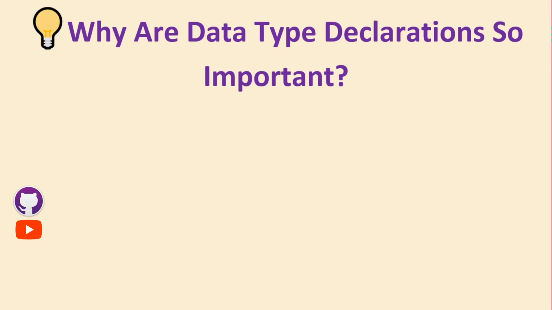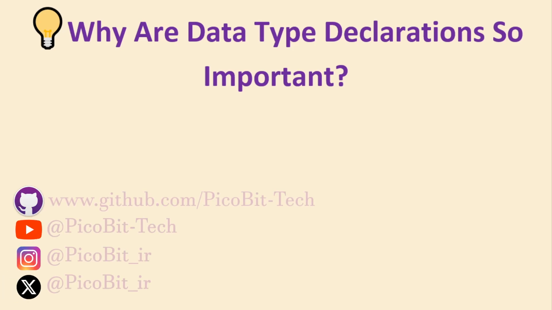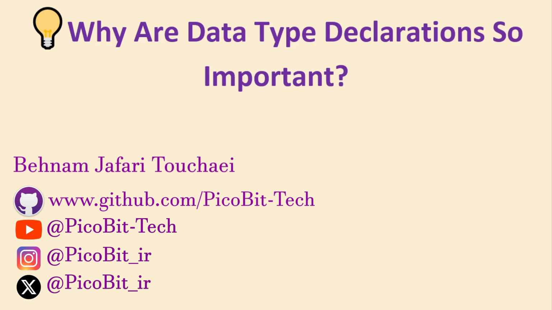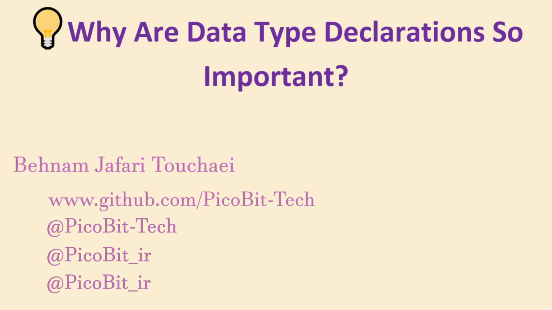Why are data type declarations so important? What do you think would happen if we don't define data types correctly in C? Why is it so important to define them properly? Let's clarify this with an example. Imagine we want to divide two numbers and display the result. Pay attention closely to the following example.